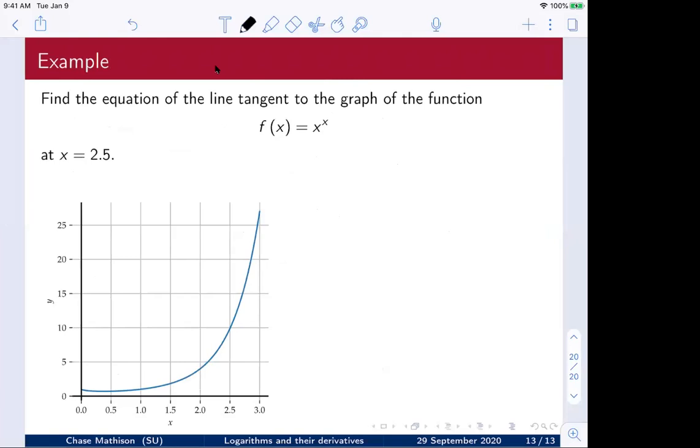All right, and this is the last problem that we have. So I got here with enough time. Find the equation of the line tangent to the graph of the function f of x equals x to the x at x equals 2.5. So we're trying to find this tangent line.